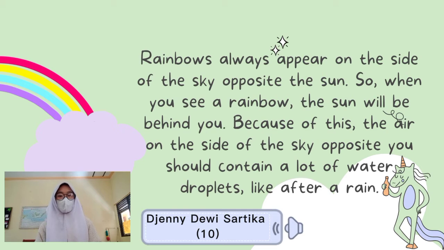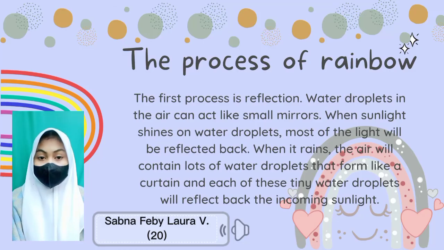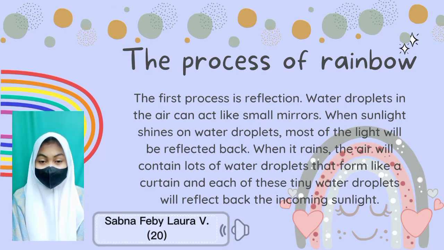Rainbows always appear on the side of the sky opposite the sun. So, when you see a rainbow, the sun will be behind you. Because of this, the air on the side of the sky opposite you should contain a lot of water droplets, like after rain. The process of rainbow.